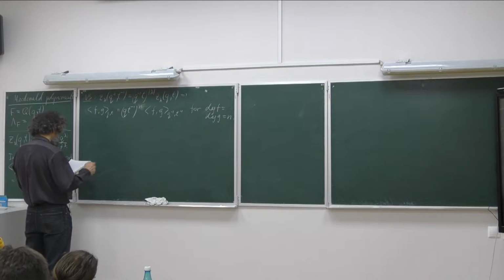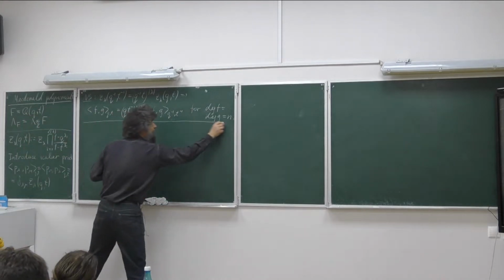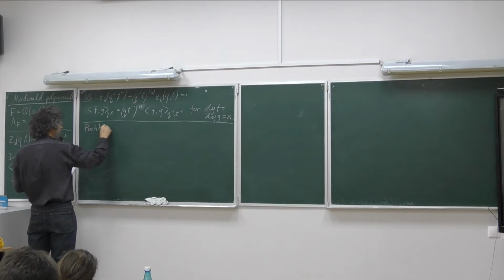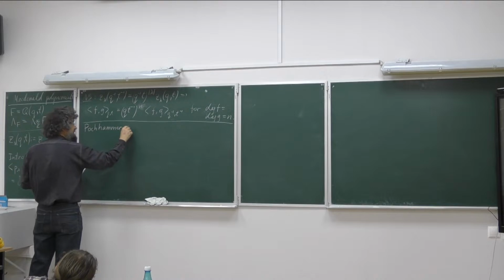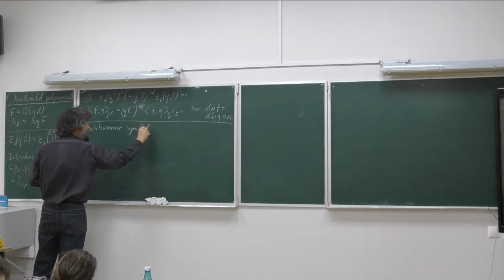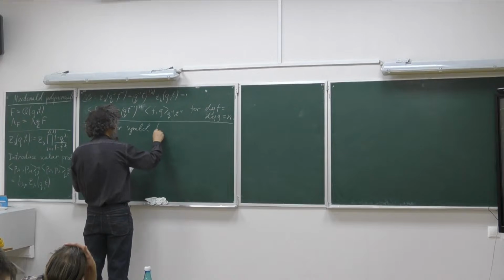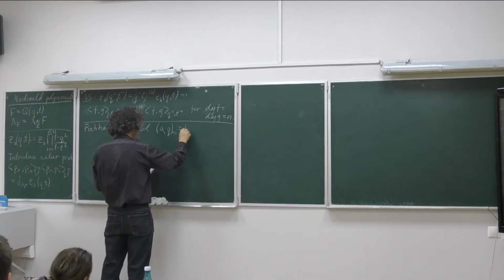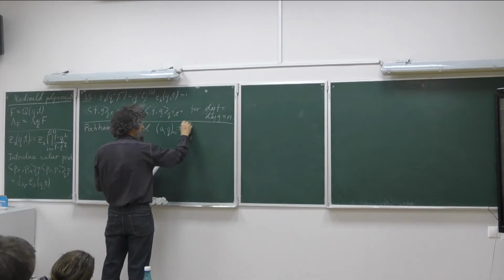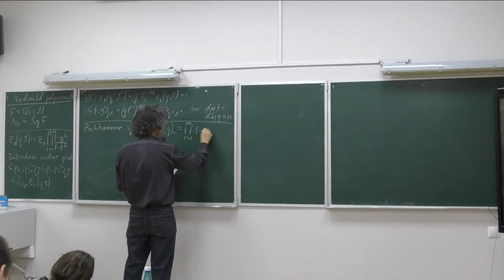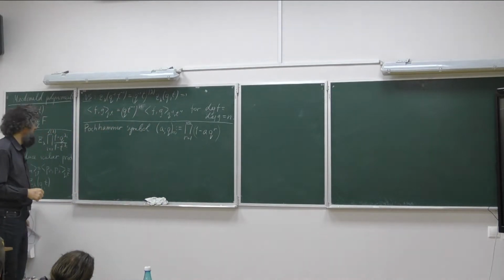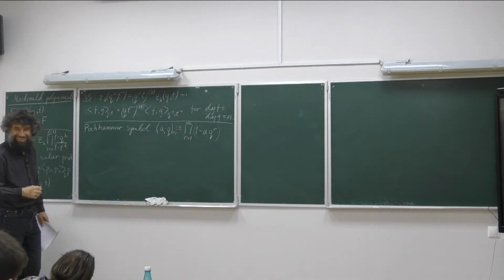Okay, so one more useful notation. It's called the Pochhammer symbol, well, the infinite Pochhammer symbol. Given a number a and a parameter q, this symbol is the product over r of 1 minus a q to the r.